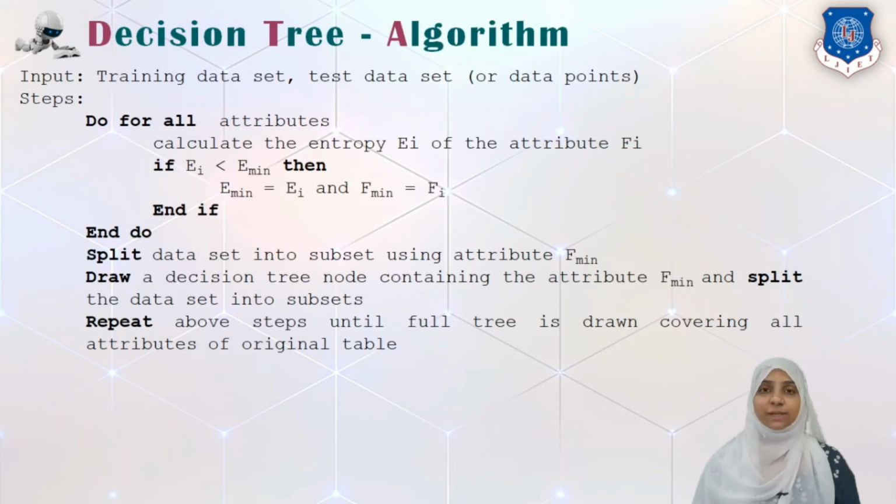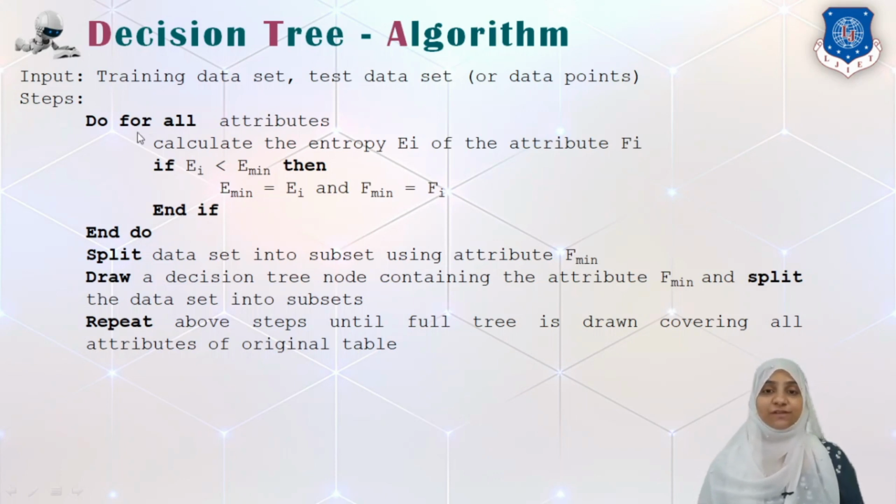So let us start with the decision tree algorithm. The algorithm of decision tree takes two parameters as input. The first one is the training data set, and it also requires test data points or a test data set. Along with training data, it will prepare a decision tree, and using test data, it will check accuracy by predicting the class label and comparing that label with the known label of test data.